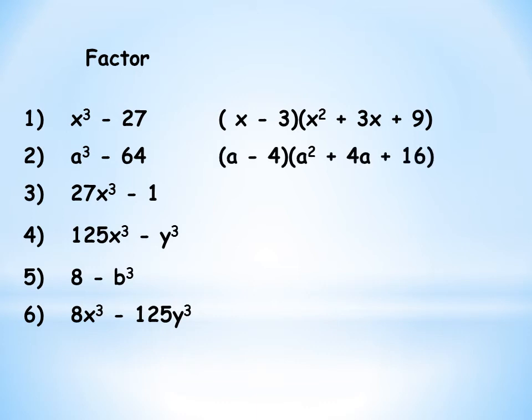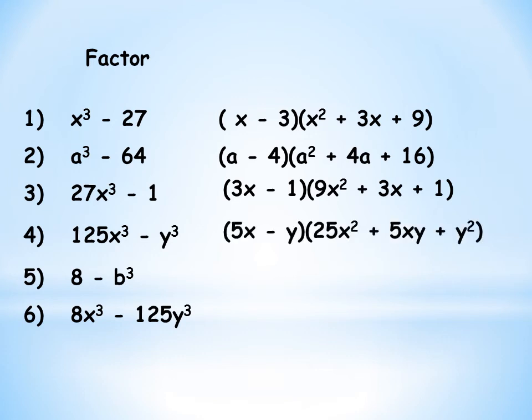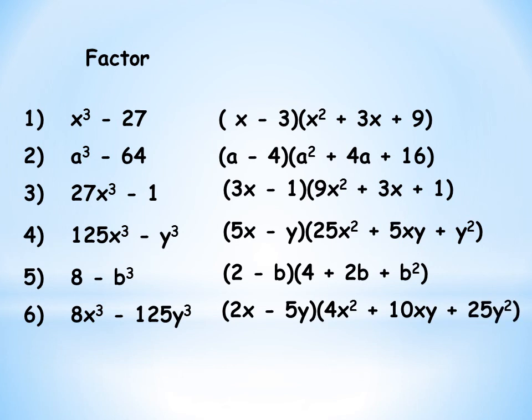Okay, how'd you do? A minus 4, a squared plus 4a plus 16. 3x minus 1, 9x squared, remember you have to square the 3, 9x squared plus 3x plus 1. 5x minus y, 25x squared plus 5x plus y squared. 2 minus b, 4 plus 2b plus b squared, and 2x minus 5y, 4x squared plus 10xy plus 25y squared.